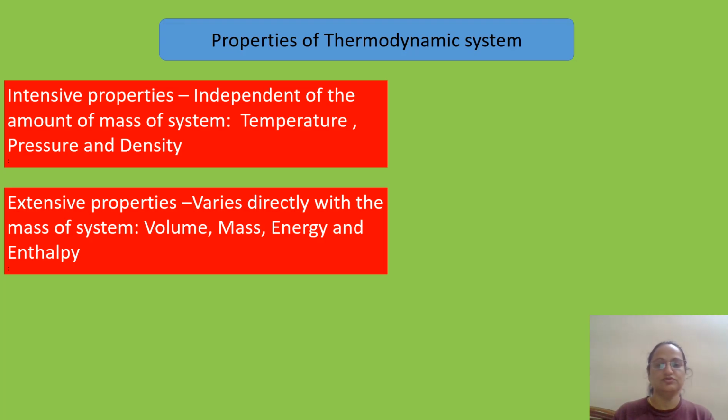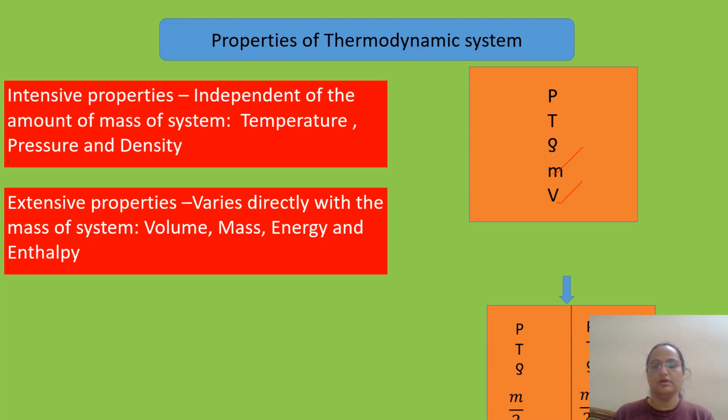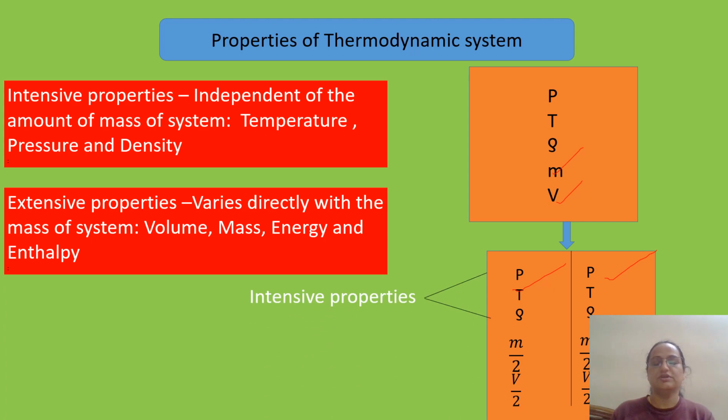Let me explain it to you. See, this is a system with certain properties like pressure, temperature, density, mass, and volume. Now, if we divide this system into two parts, here you can see first part and second part, what we see is that pressure, temperature and density are the same for both parts. That means they belong to the category of intensive properties, whereas mass and volume also get divided into two equal parts. Therefore, these two properties belong to the extensive properties category.